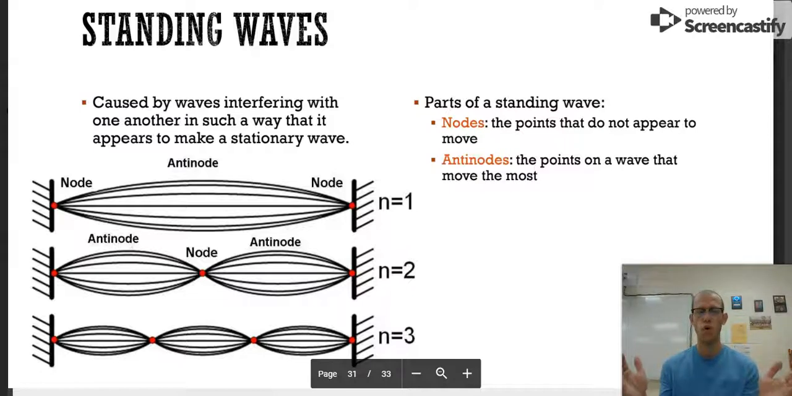Node, there's always one more node than an antinode. Antinode is the big part in the middle. That's the movement part. That looks like it's now standing still, hence the standing wave.